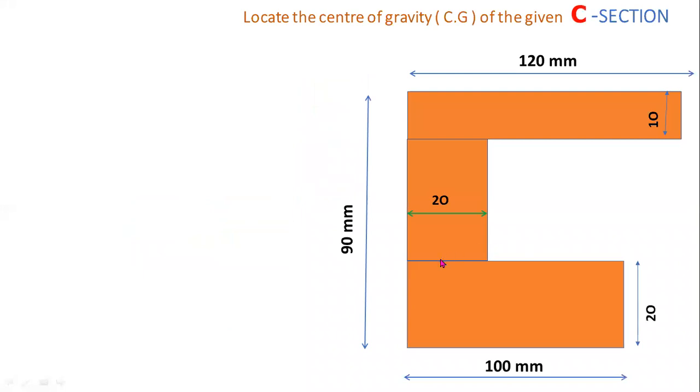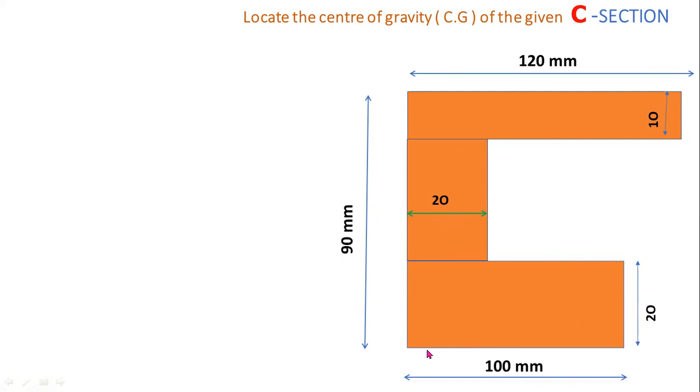Now, this is example problem number 1. Locate the centroid or center of gravity of the given C section. Yeah, this is the given diagram. This base is 100 mm and this height is 20 mm and the total depth is 90 mm and the width of this upper section is 120 mm and the thickness of this flange is 10 mm and here the base or width of this middle section is 20 mm.